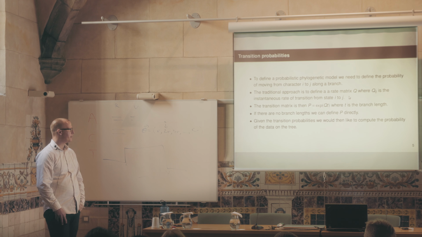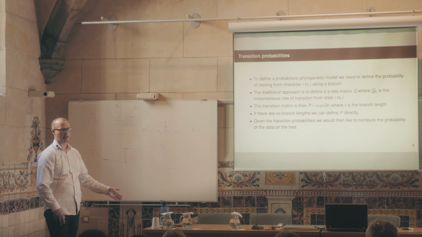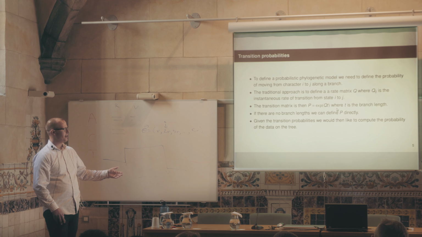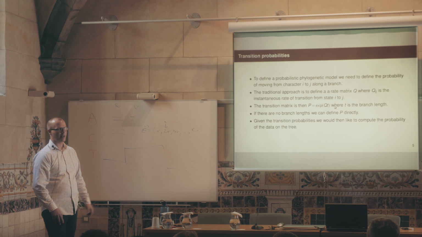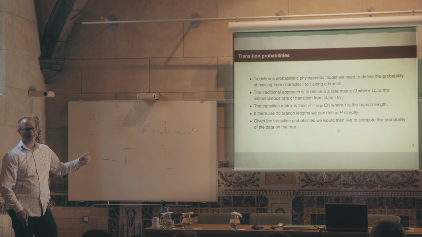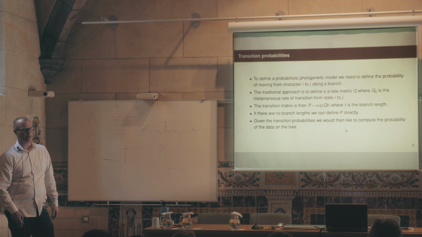So the classic approach to do this is to define what's called the rate matrix. Here, the interpretation of the entries is it's the instantaneous rate of transitioning from character i to character j, right? And then to compute the actual transition matrix, you exponentiate this matrix multiplied by the branch length. If you don't have branch lengths then things are a bit easier. You can just directly define the transition matrix.